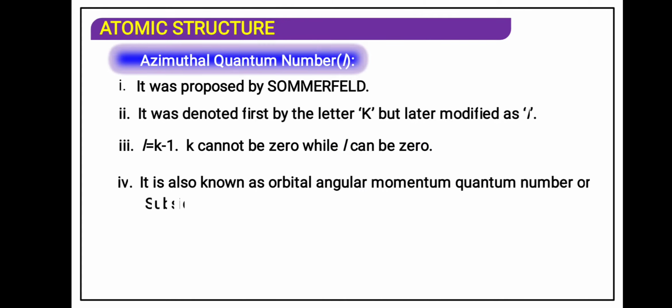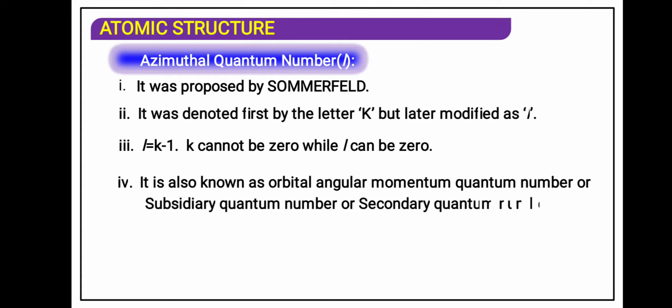It is also said to be the orbital angular momentum quantum number, because from this quantum number we can give the formula for the angular momentum of an electron. And as it is the second quantum number, it is also said to be the secondary quantum number, and also the subsidiary quantum number.